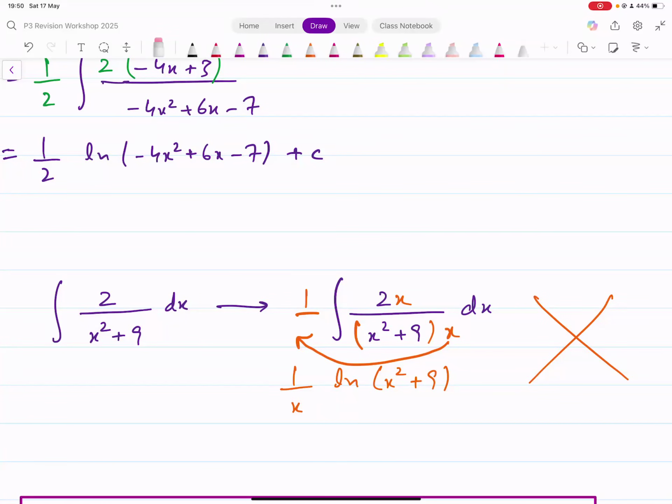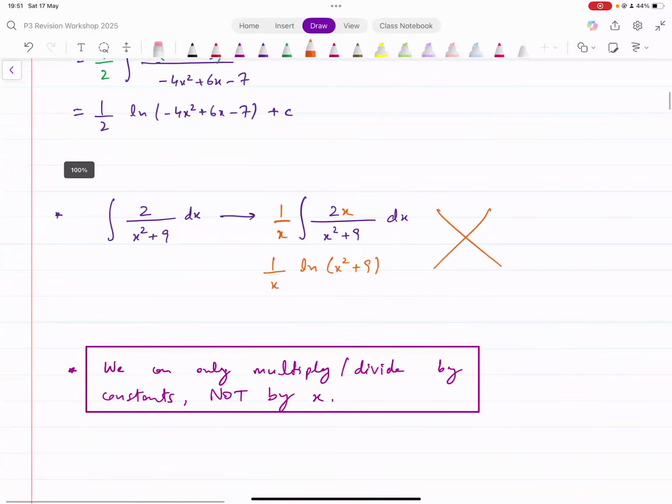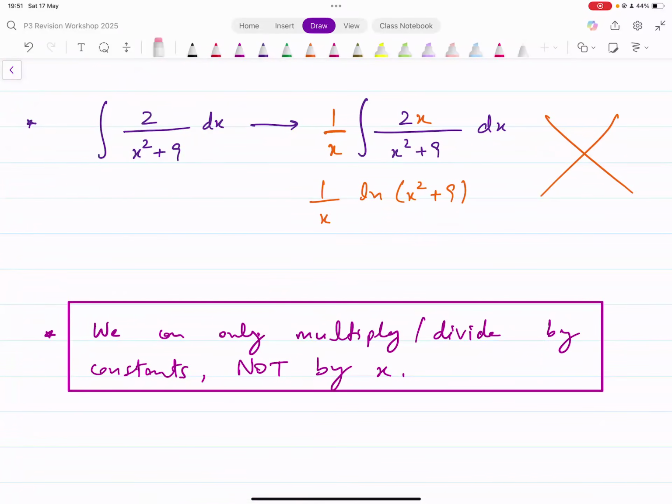So this multiplication and division that we're doing is only possible with constants, not with x. You're not allowed to write x outside. You can only multiply and divide by constants to convert it to that form. So this thing cannot be integrated using the ln rule. And as we will see later, this would actually be integrated using the tan inverse rule. Okay, we will see that.